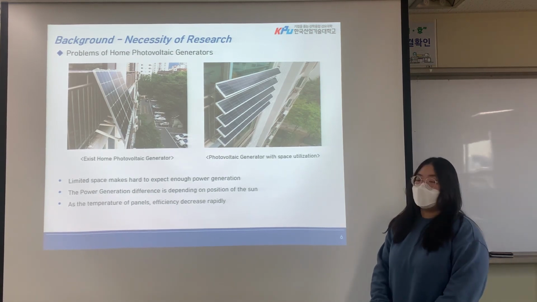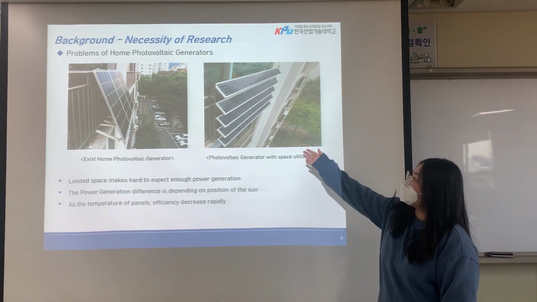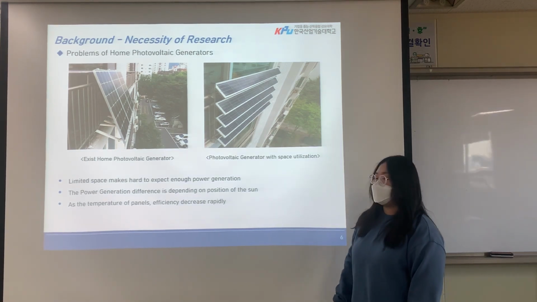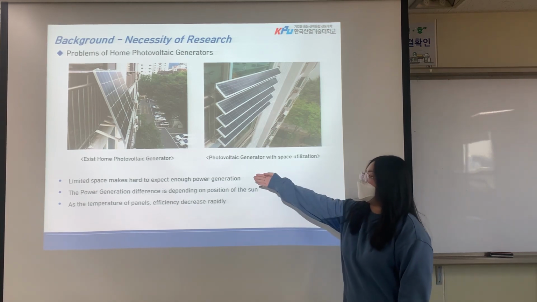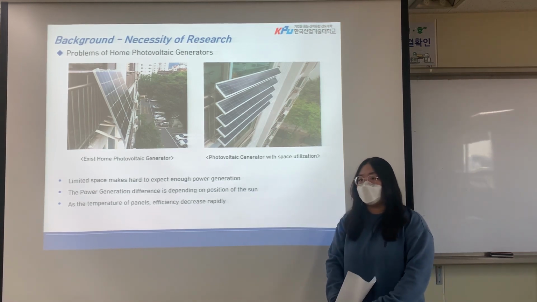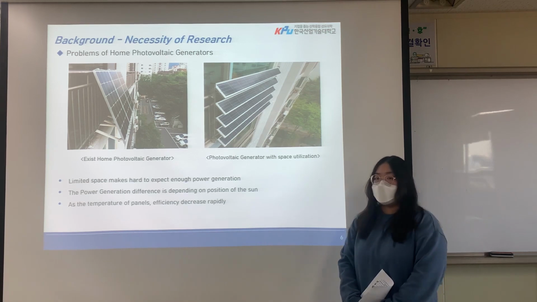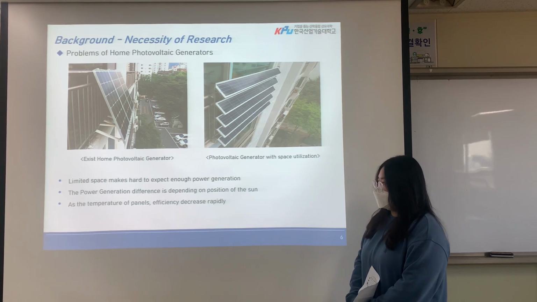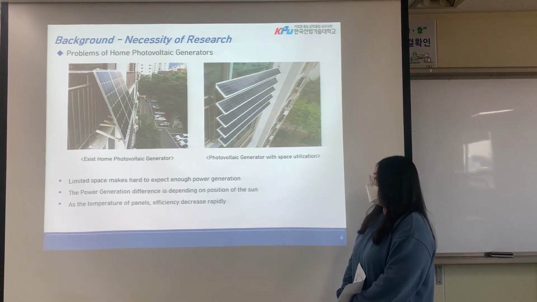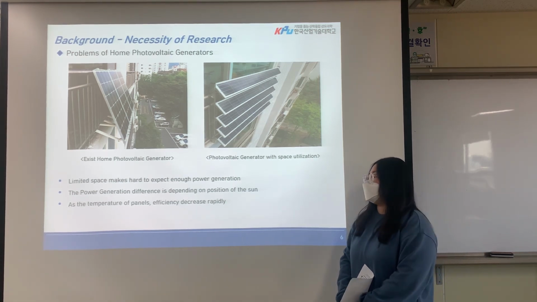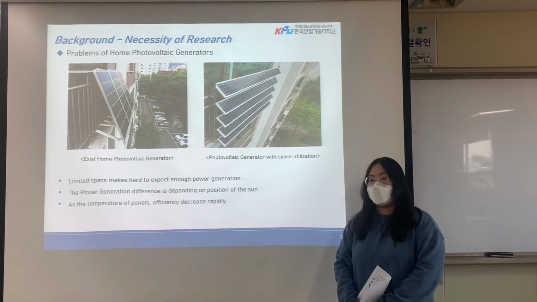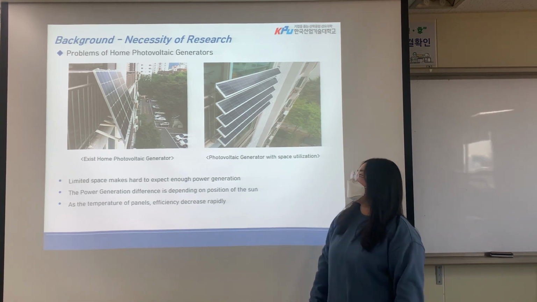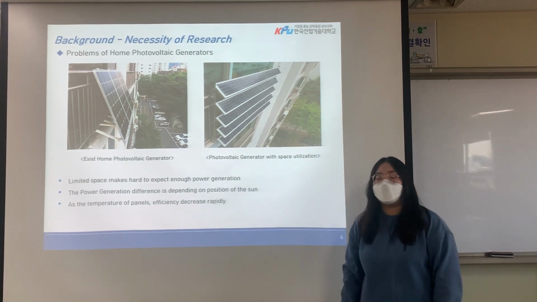Next, I will present the problems of existing home photovoltaic generators. First, limited space makes it hard to expect enough power generation. Solar generators receive sunlight and generate electricity. Therefore, the amount of power generation immediately varies depending on the area of sunlight received. Generators in factories are installed over large areas, but household generators have limited space, making it difficult to expect enough power generation.